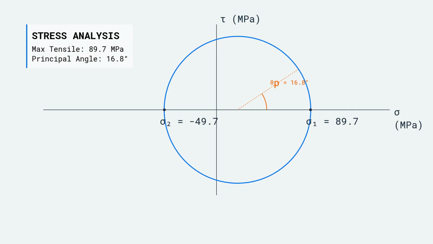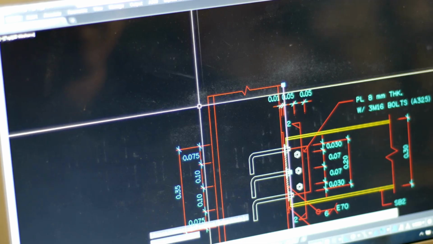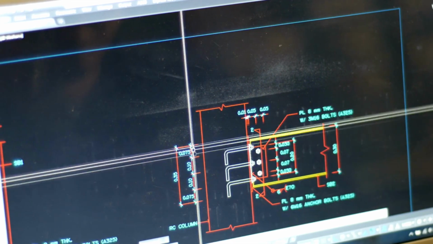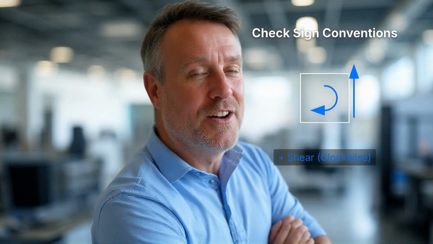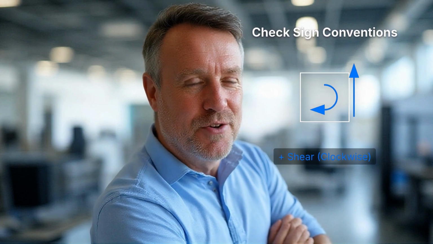These outputs are critical for design verification. The principal stresses determine if your material will yield, while the angle shows the failure plane orientation. One key insight: always check your sign conventions. Positive shear stress indicates clockwise rotation on the element face, which many engineers reverse accidentally.